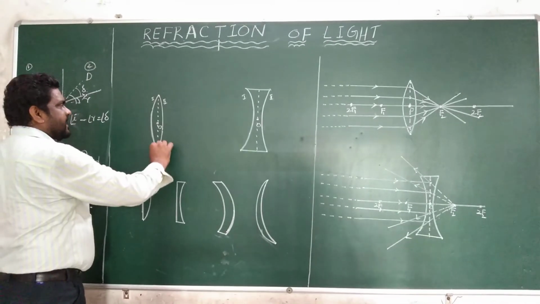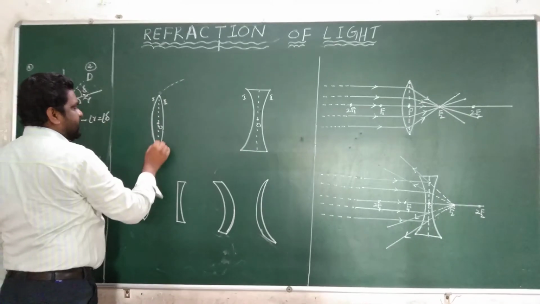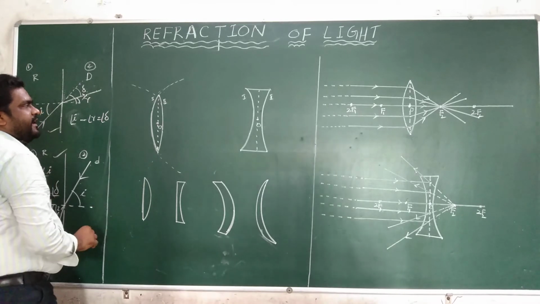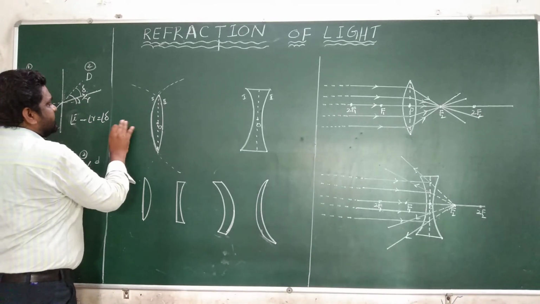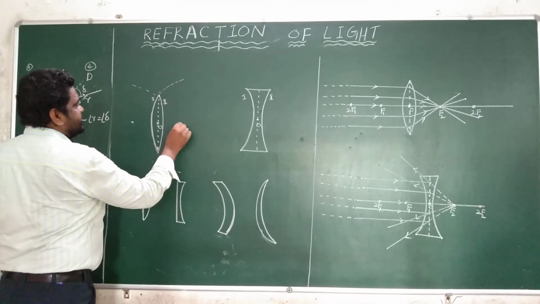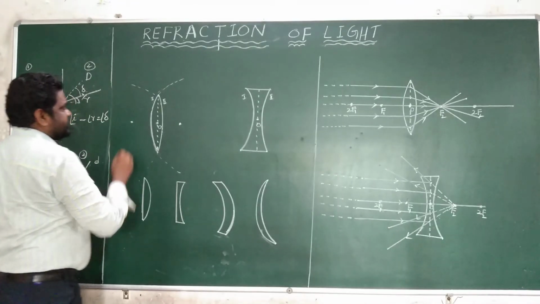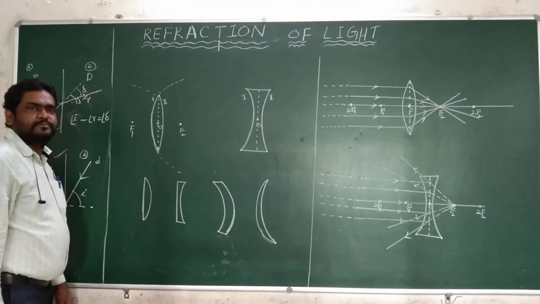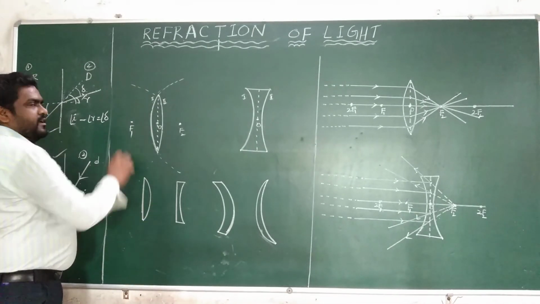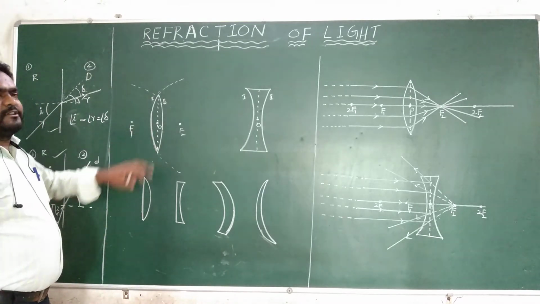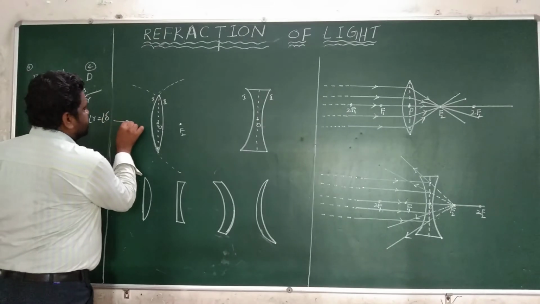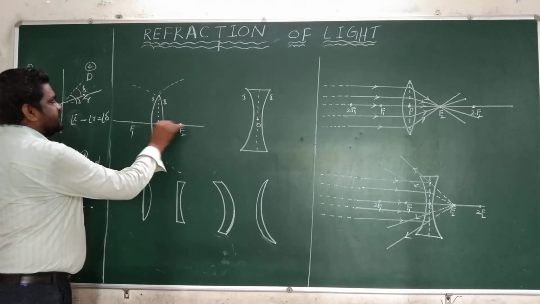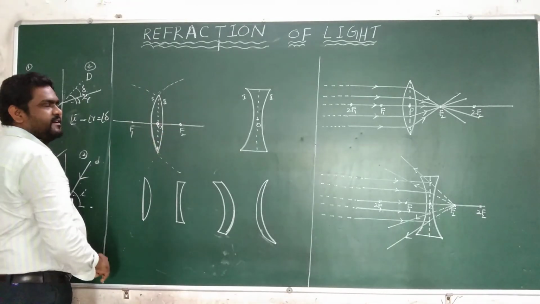This is part of a hollow sphere, this is part of a hollow sphere, and this is part of a hollow sphere. So in this case, on this side one focus, on this side another focus. This we take as F1, and this we consider as F2. The line joining the focus to the optical center is called the principal axis. This is the principal axis. So this is F1, this is F2.